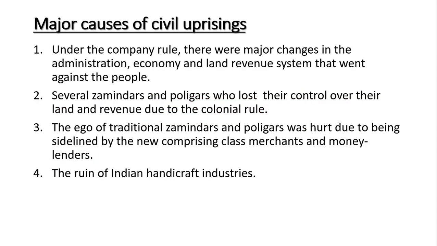Major causes of these civil uprisings are: under the company rule, there were major changes in the administration, economy, and land revenue system that went against the people. Several zamindars and polygars lost their control over their land and revenue due to the colonial rule, and they were angry for this. The ego of traditional zamindars and polygars was hurt due to being sidelined by the new comprador class, merchants, and moneylenders. The ruin of Indian handicraft industries. Because of this, civil uprisings were started.